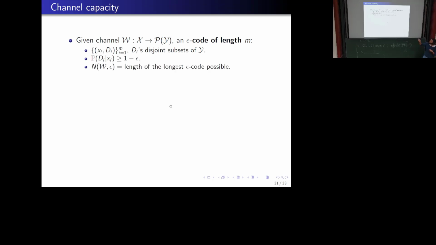So N(W, epsilon) is the length of the longest epsilon code possible. This is essentially how many of the X_i's you can reliably transmit when you use the channel once. Now you can make products of the channels, because no one told you that your language should only be in terms of x1, x2. You can look at the product space, and that may at times improve communication.